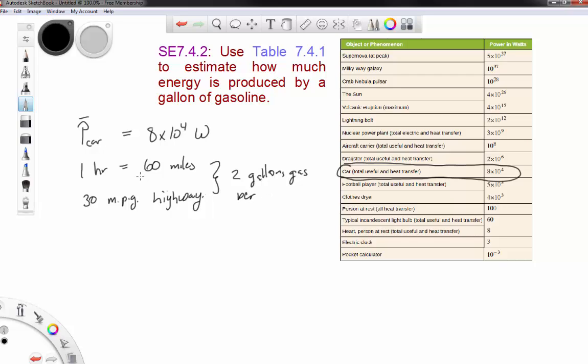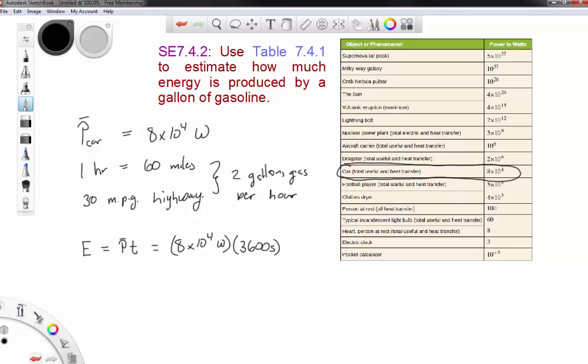And that's just because in 1 hour we've gone 60 miles, we're getting 30 miles to a gallon. So that simply implies that we needed to use 2 gallons to get this far. Okay, so how much energy did we use for that hour? Well, the energy should be the average power times the time. So that's 8 times 10 to the 4 watts times an hour, which is 3600 seconds.